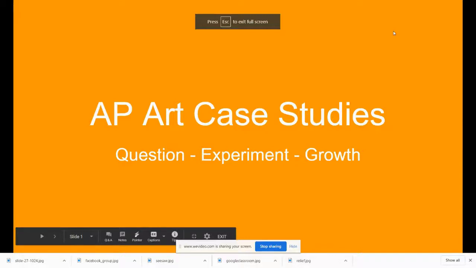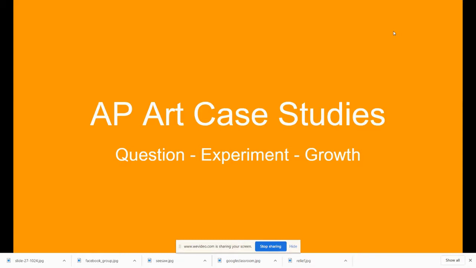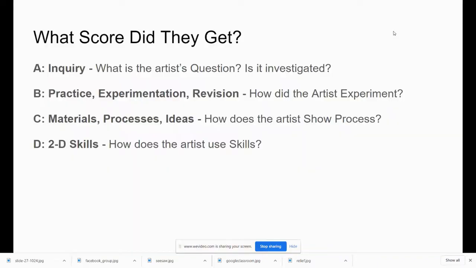My little art friends, today we're going to take a look at an AP Art case study, and you're going to try to guess what score this student got when she submitted this artwork to the portfolio. So let's get started. The first thing you've got to know is, what do they score on?